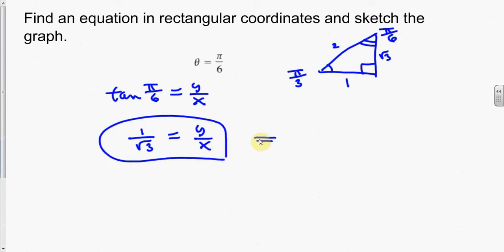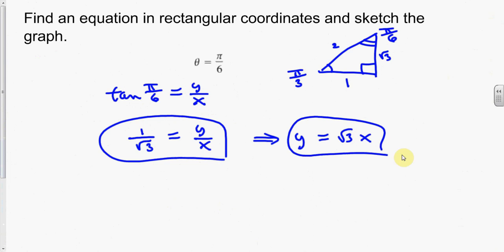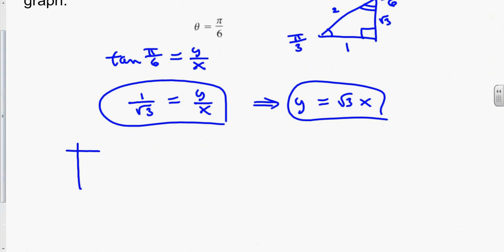Now from there, just get y by itself, write this as an equation. So I get y is equal to the square root of 3 times x. In 2-space, this guy is just a straight line. And in 3-space, it is a plane. Right? So we can plot a couple of points if you want. X is 0, y is 0. X is the square root of 3, y is 3. X is 1, y is the square root of 3.